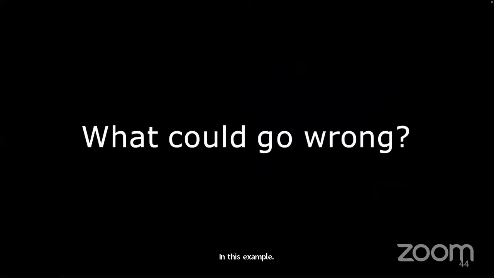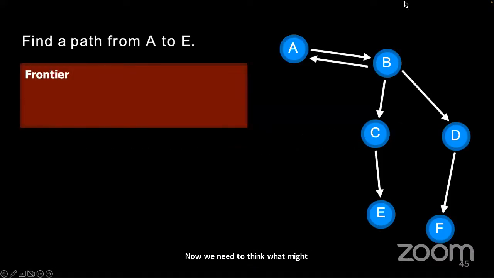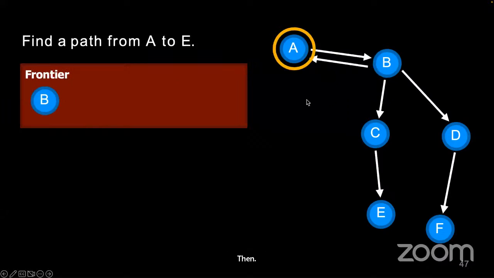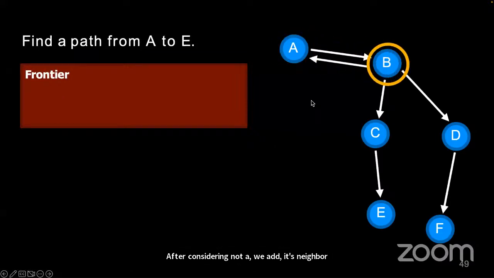Now we need to think about what might go wrong in this example. This is another example very similar to the previous one, but with one difference. Here we have a reverse edge from node B to node A. So in this example, we start in a similar way with this initial node. Then after considering node A, we add its neighbor B to the frontier. Then we consider node B.